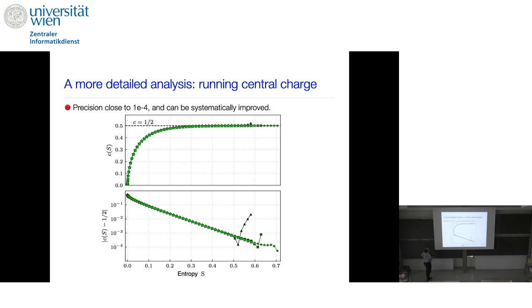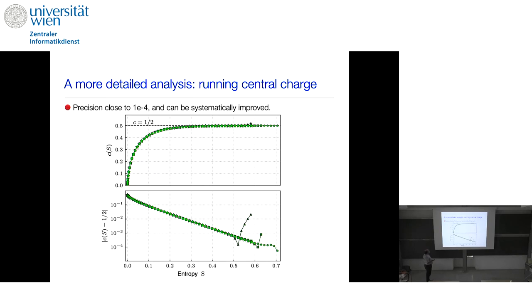We can also do that even more quantitatively. This is the same plot, but here I think the bond dimension goes up to 768. Here I'm plotting the difference of the running central charge with respect to the expected value of a half. You can see that for the largest bond dimension we're getting close to a difference of the order of 10 to the minus 4. So I think that's quite precise.